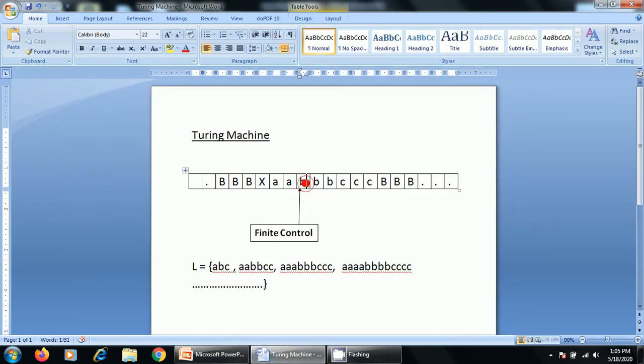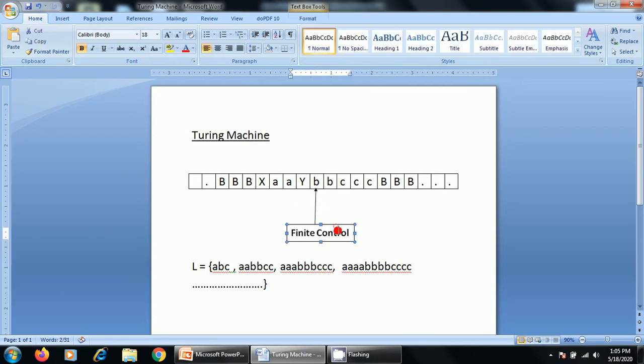If it is A, make it X and move right. Why are we going right? Because we want to search for the first B corresponding to the first A.